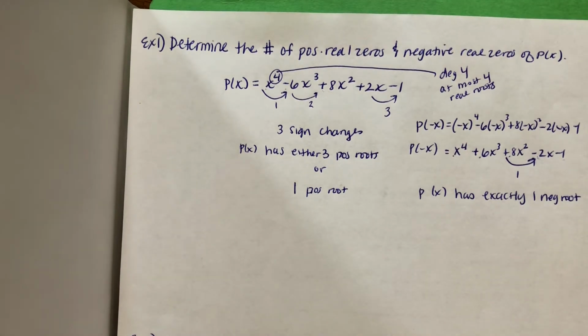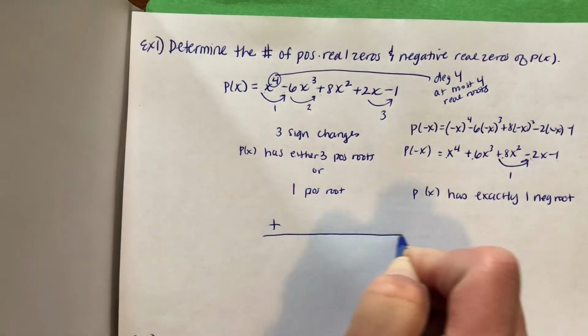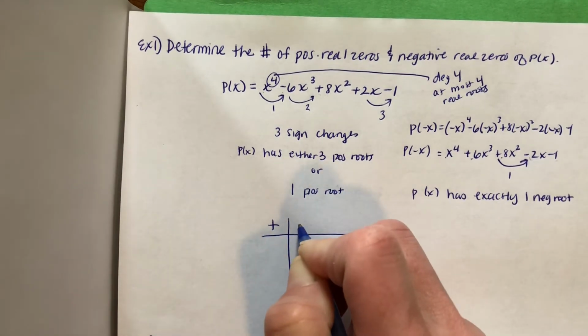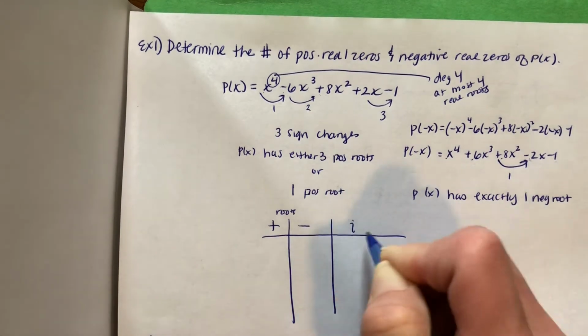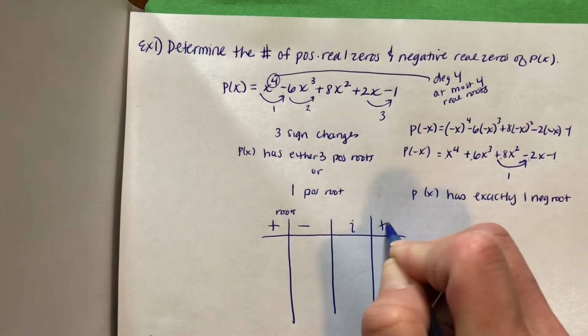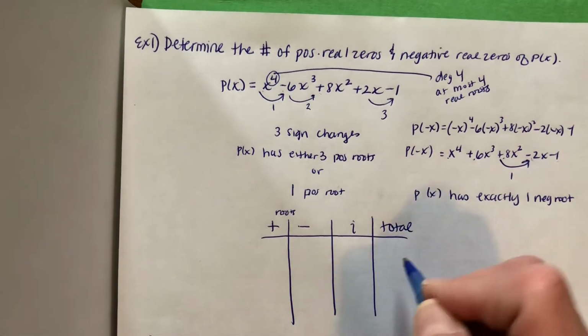So we're going to make a list of what the roots could potentially be, because some of the roots could be imaginary roots as well. So I'm going to make a list of positive roots, negative roots, and imaginary roots. We know that they have to total to be 4.